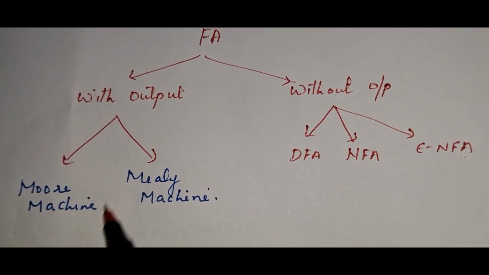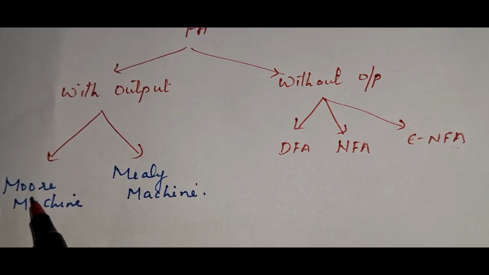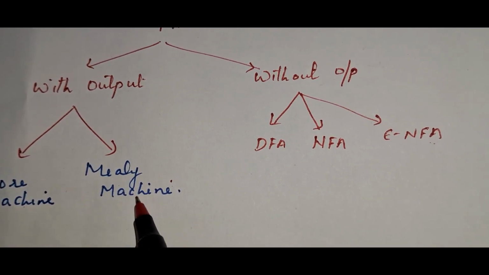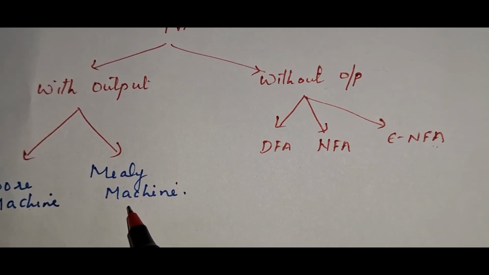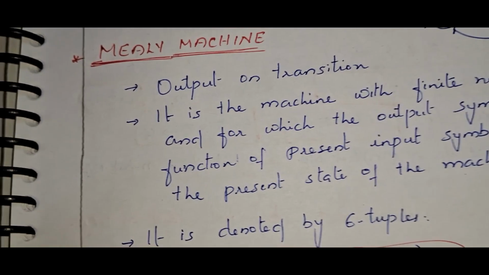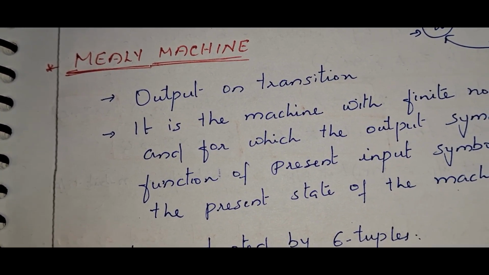I already taught you how to design a Moore machine, and today I am going to explain how to design a Mealy machine. So what is a Mealy machine? A Mealy machine belongs to the category of finite automata with output.